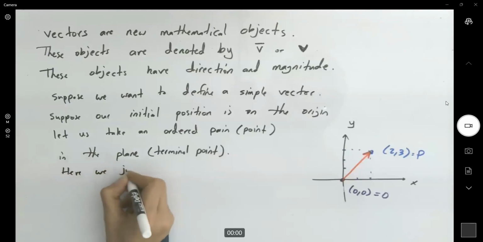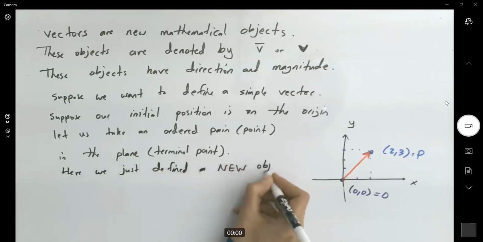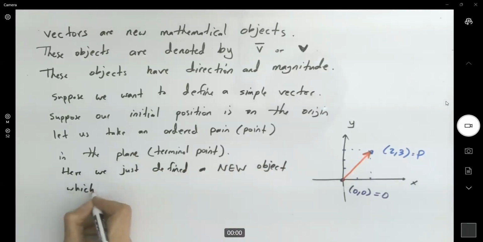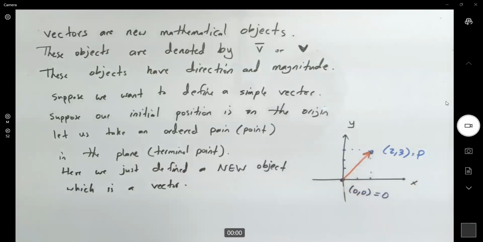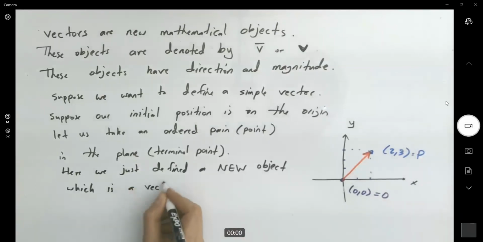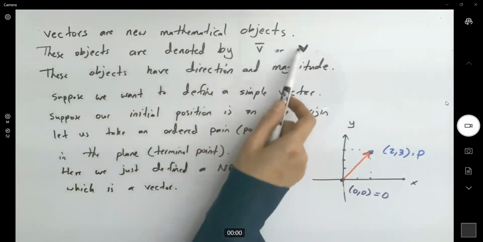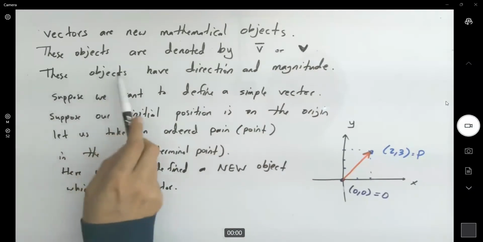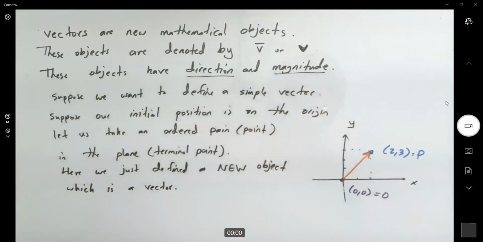Here we just defined a new object, which is a vector. As you can see, it has a direction. It's going this way, all right? If I change the terminal point, I define a new vector, a new object. So you might be saying, hey, you said we're going to define some new mathematical objects and they are denoted by V or a bolded letter V, and these objects have direction and magnitude. How do I define the magnitude?